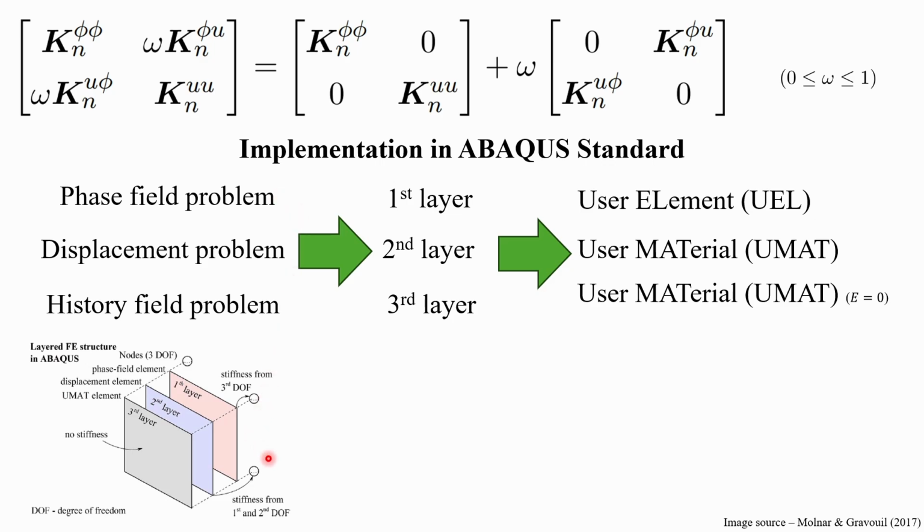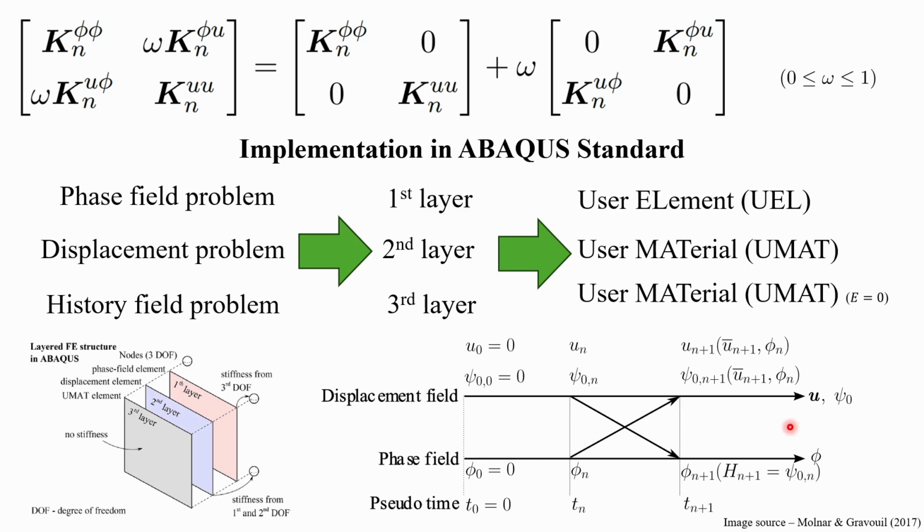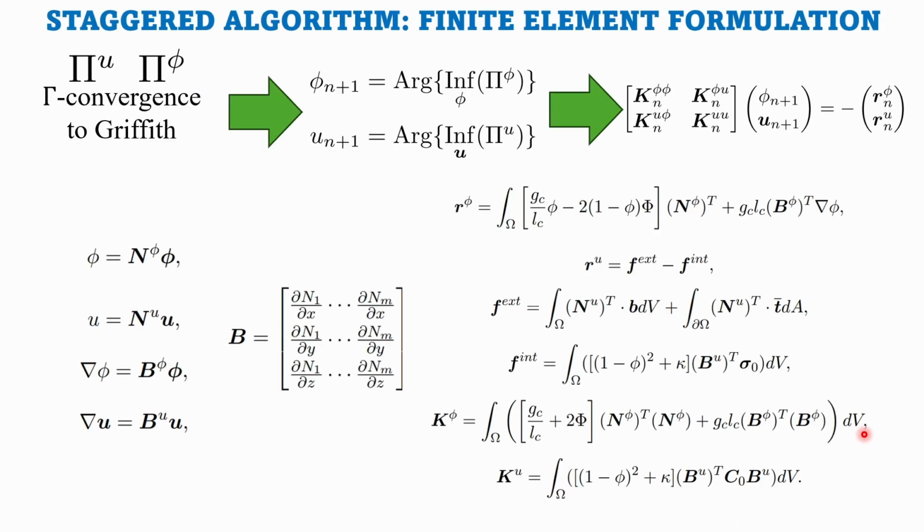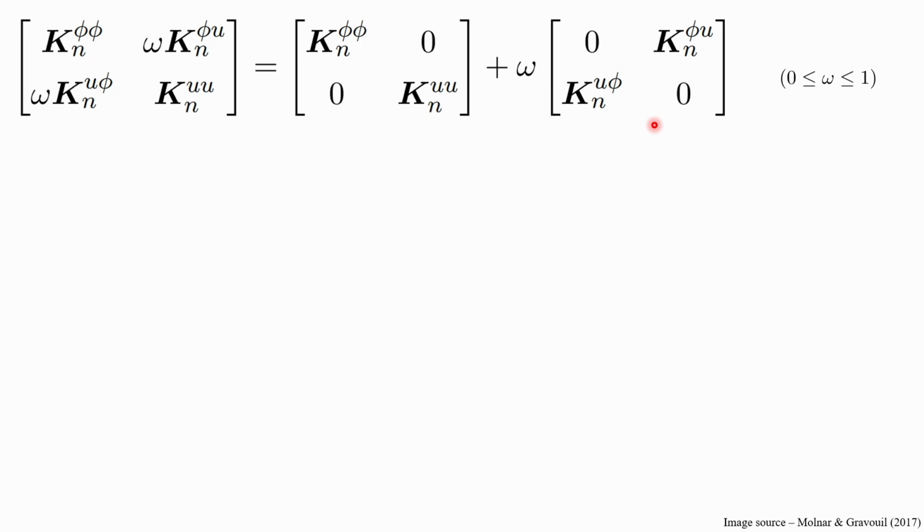Okay. Again, let me explain how the staggered formulation works. We have essentially decoupled the entire phase field formulation using finite elements and this set of equations, correct? Where K_phi_u and K_u_phi are now 0 because this tuning parameter omega is considered to be 0.